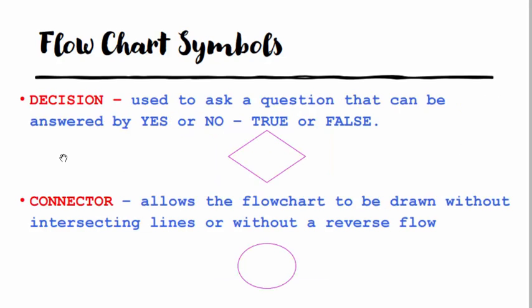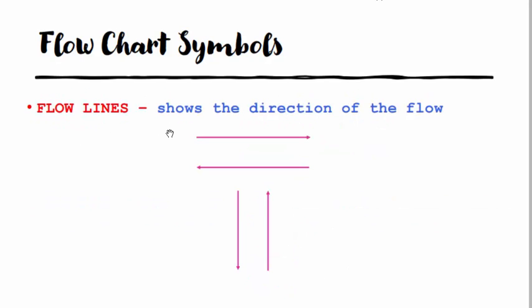Another symbol is the decision, and it's shaped like a diamond. It's used to ask a question that can be answered by yes or no, or true or false. And then we have the connector. The connector is used to connect one flowchart to another one, and it allows the flowchart to be drawn without intersecting lines or without a reverse flow. Finally, we have the flow lines. The flow lines are just typical lines with arrowheads, and they show the direction of the flow.